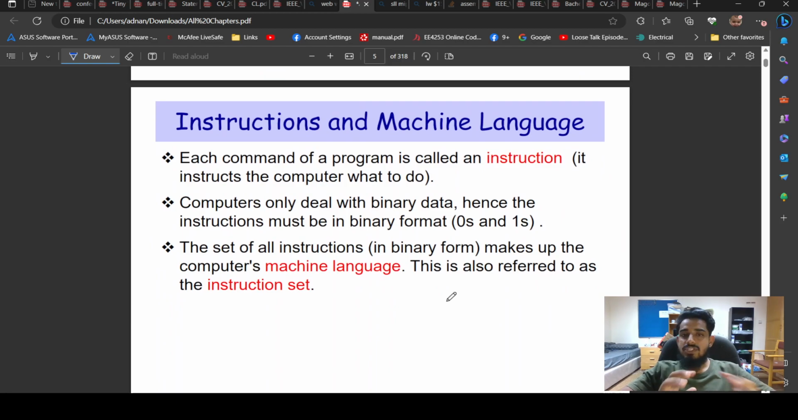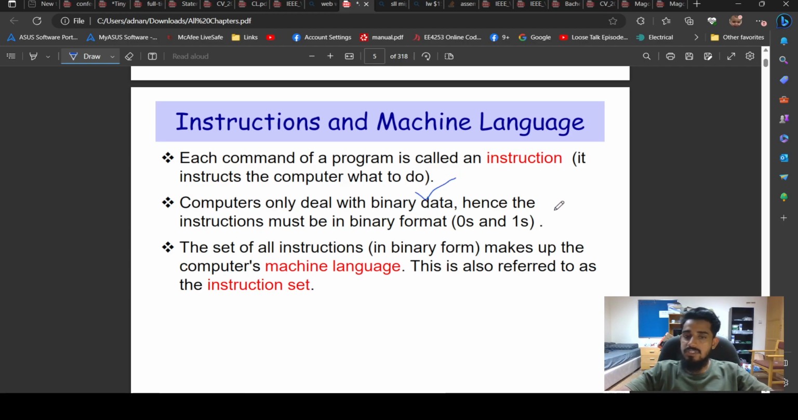Then there are instructions and the machine language. What exactly are instructions? Instructions are how we tell the computer what exactly we are going to do. Each command of a program is called an instruction, like add a, b. This whole thing is an instruction. Sub, subtract a, b is an instruction. There are many instruction sets, which we will see in our third chapter on instruction sets. Computers only deal with binary data. This is again well known.